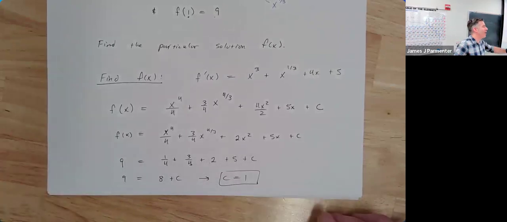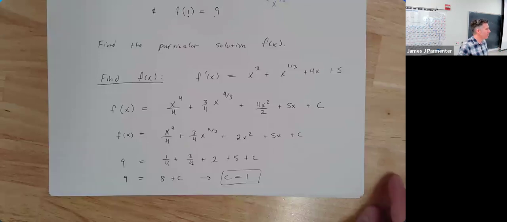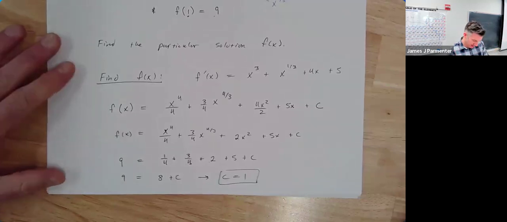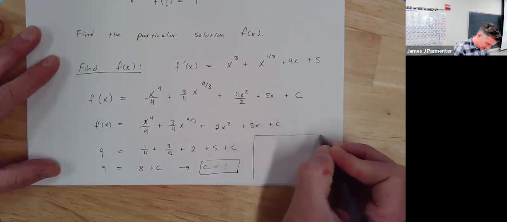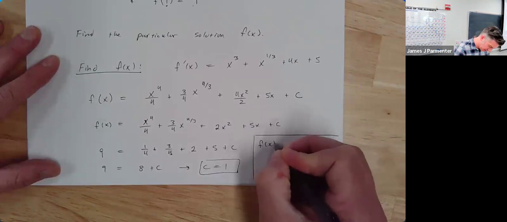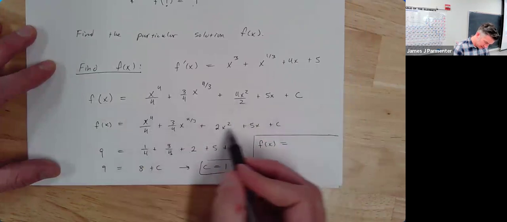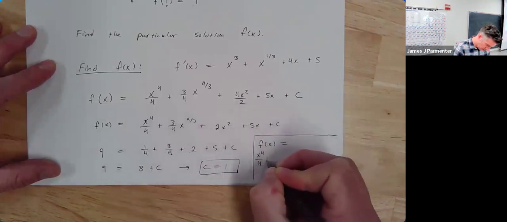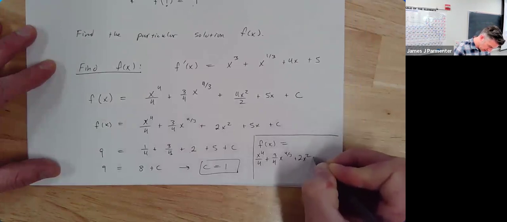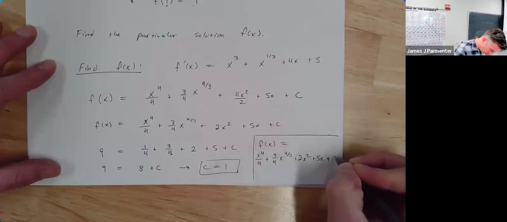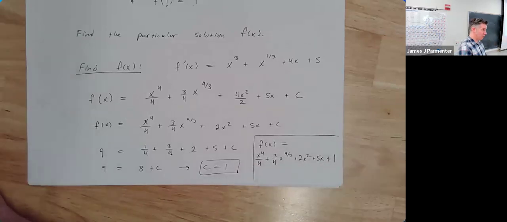We're not quite done with this problem. There's one more thing we have to do. We have to write the actual solution with this value of c plugged in. So our actual solution, which I feel like I didn't leave myself enough room for here, but I'll try to write it somewhere. Our actual solution is that f of x is equal to all of this, x to the 4th over 4 plus 3/4 x to the 4/3 plus 2x squared plus 5x plus 1. That's our actual answer to this question. The answer is the function.